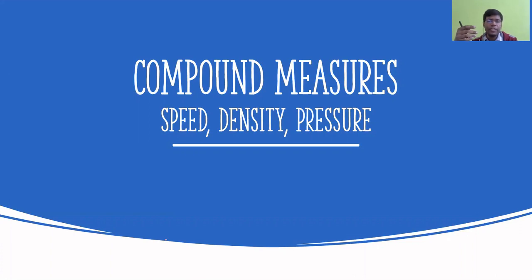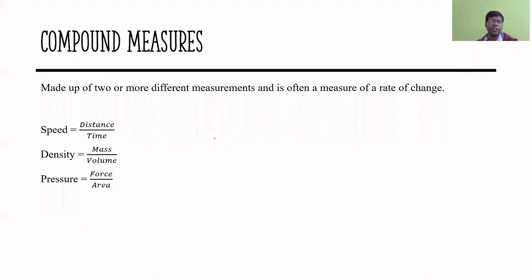Now going forward, we'll be having compound measures, where we'll be discussing some units which are basically made up of more than one unit. The three things which we'll be focusing on in this part are speed, density and pressure. We'll see exactly what speed, density and pressure are. Compound measures are made up of two or more different measurements, and generally we use them as a rate of change.